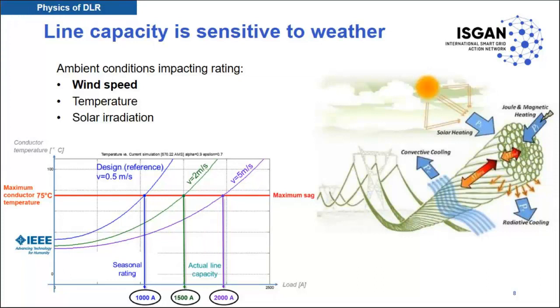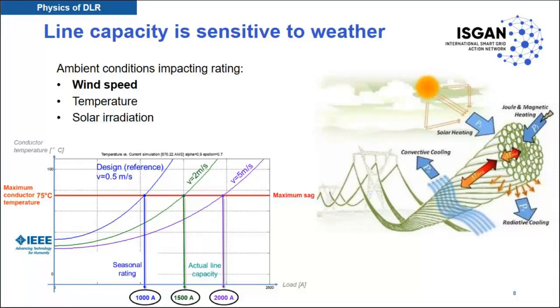In more detail, I said you have solar irradiation, so it's always there during the day at least, and it will affect the ratings, but not very significantly, as well as ambient temperature. It changes, it goes up and down, and it will also affect the ratings. This is why we have in some countries winter ratings and summer ratings. All this is true. Nevertheless, the most important parameter is wind, because this is the massive cooling effect that will give you more or less gains.